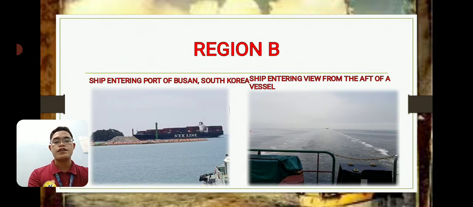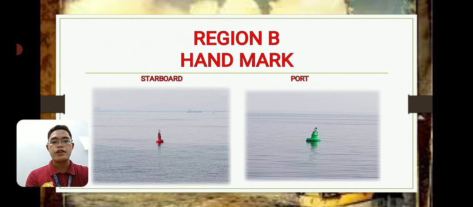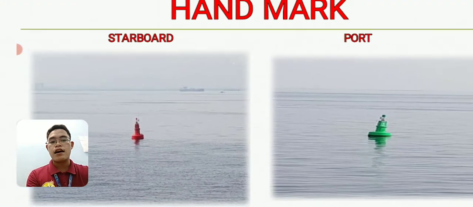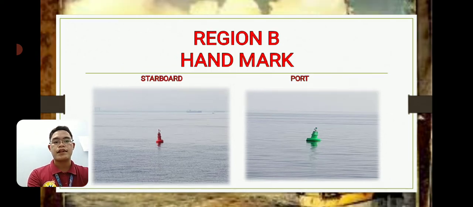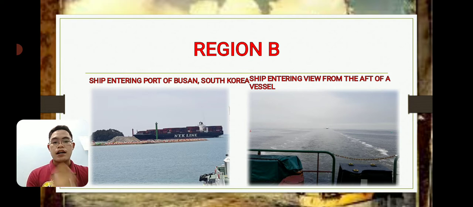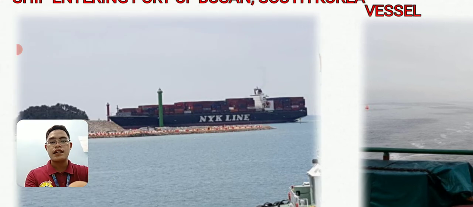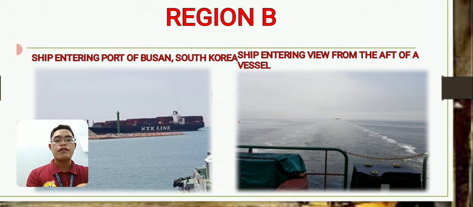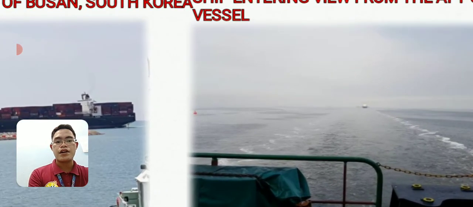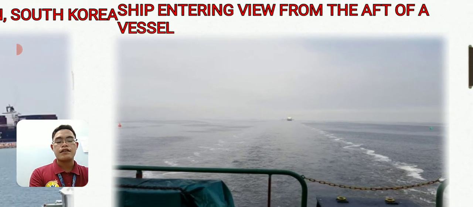Next for region B. For region B starboard, you can see the red one, and the port side is the green one. Next, for region B, a ship entering the port of Busan, South Korea. You can see green on the port side and red on the starboard side. For the ship entering, viewed from the aft of a vessel, in the back, as you can see, there is a red and a green.